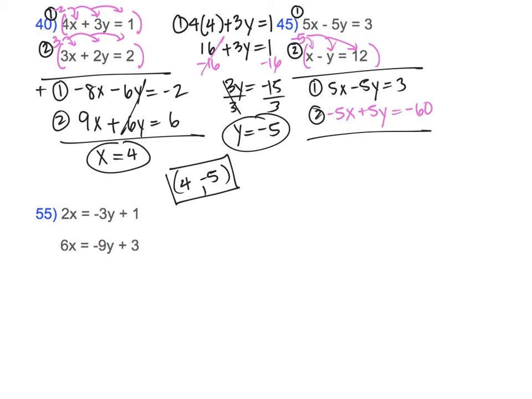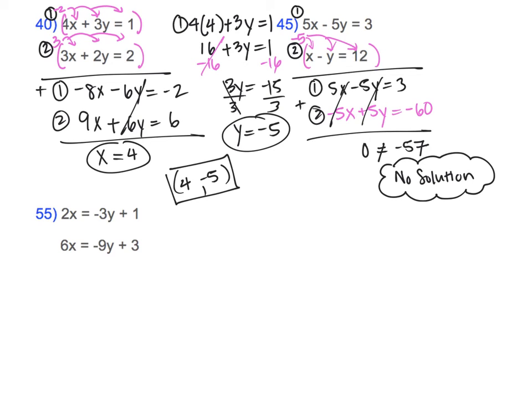So if I add these together, the x's and the y's cancel out, leaving me with just 0. But 3 plus -60 is -57. And last time I checked, 0 does not equal -57. So if the numbers don't match up, they can't equal each other. So that means I have no solution because this is inconsistent. So this is no solution. All right, so anytime you get a mismatch of numbers, that's when the answer is inconsistent and you just say there's no solution.